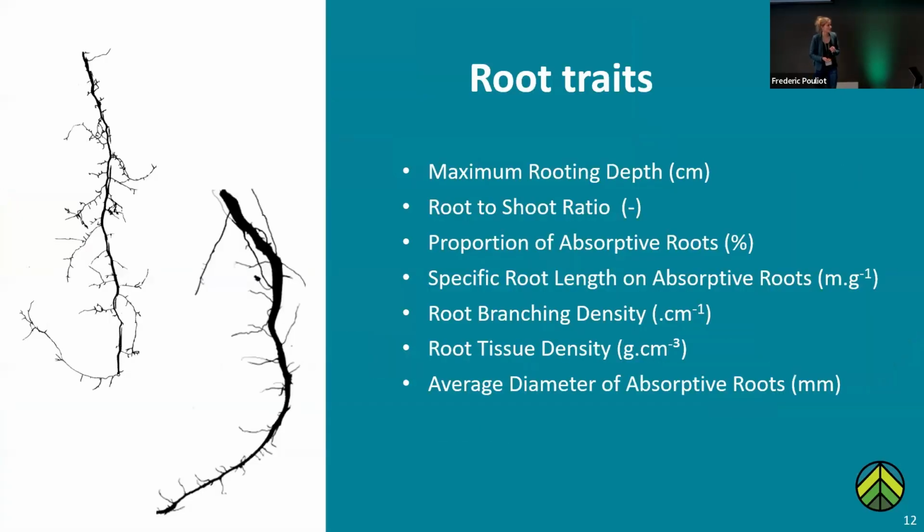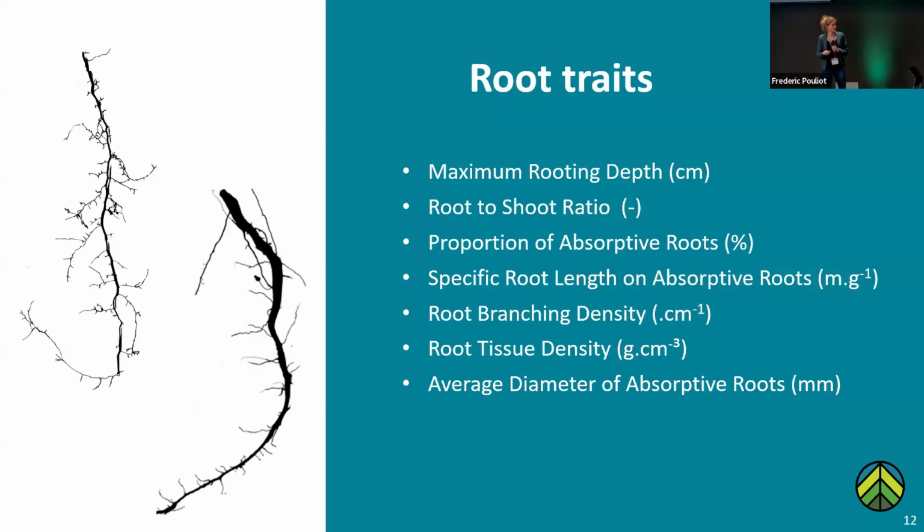On these pictures, we measured some root traits that we know are associated with growth sensitivity. For instance, maximum rooting depth is pretty simple. The deeper a root is, the deeper the plant will be able to get water. So a plant with deeper roots will be less sensitive to water deficit than a plant that has superficial roots.